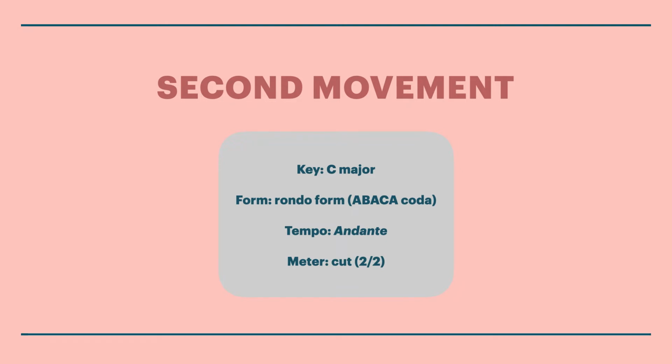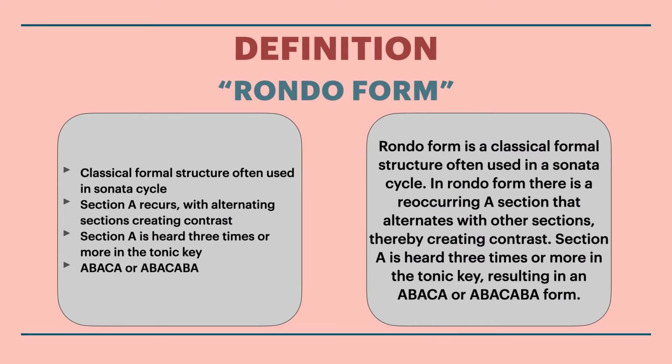Form is rondo. What's rondo form? Rondo form is a classical formal structure often used in a sonata cycle. In rondo form, there is a reoccurring A section that alternates with other sections, thereby creating contrast. Section A is heard 3 times or more in the tonic key, resulting in ABACA or ABACABA form. For clarity, section A is played a bunch of times, and in between each time you hear section A, you get a contrasting section.